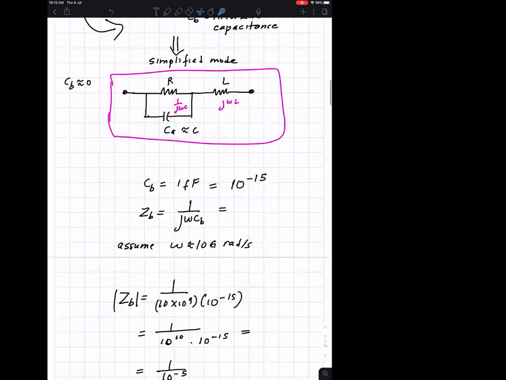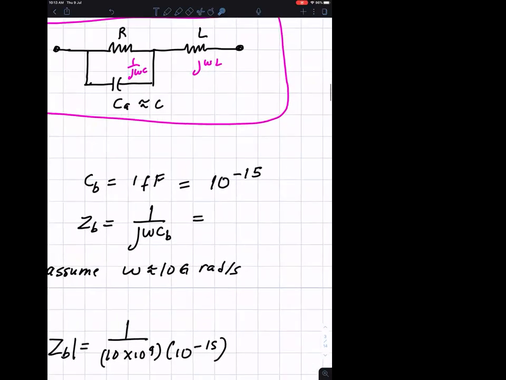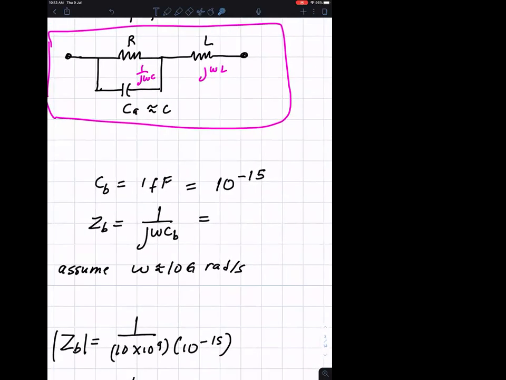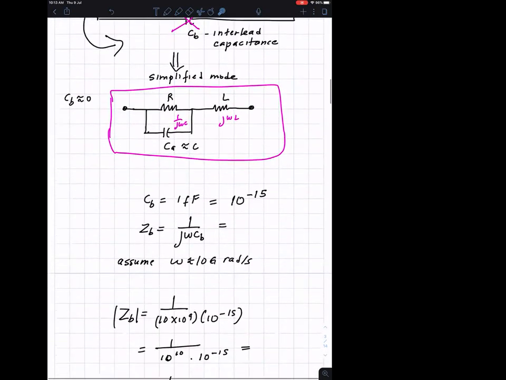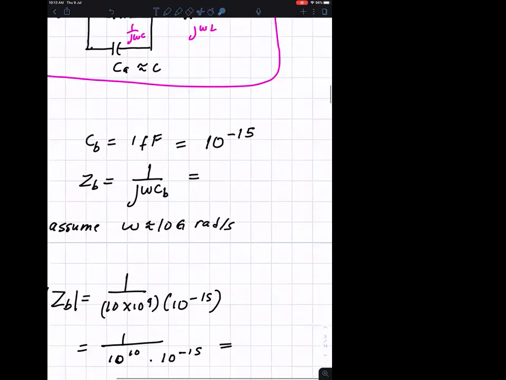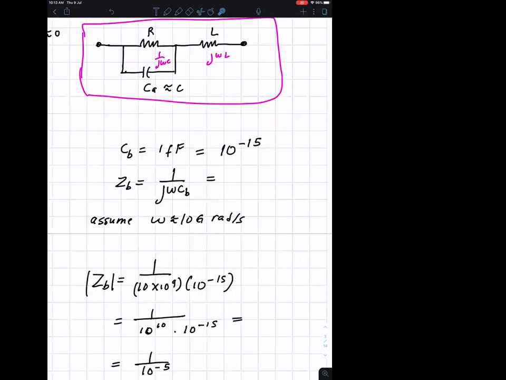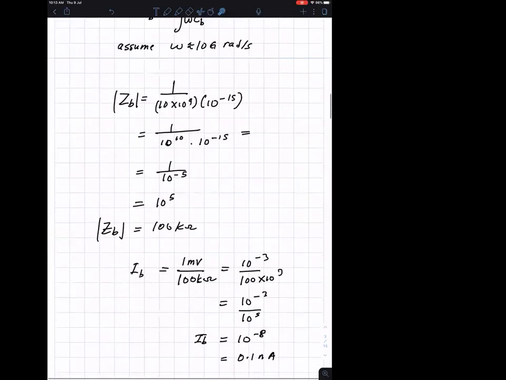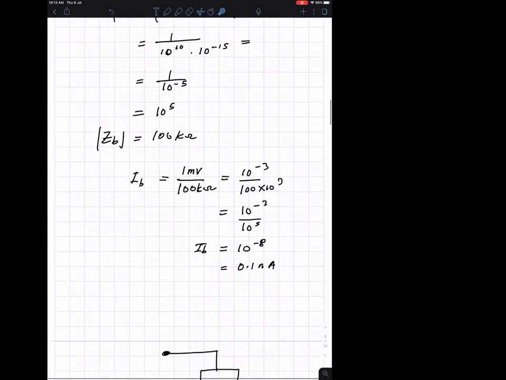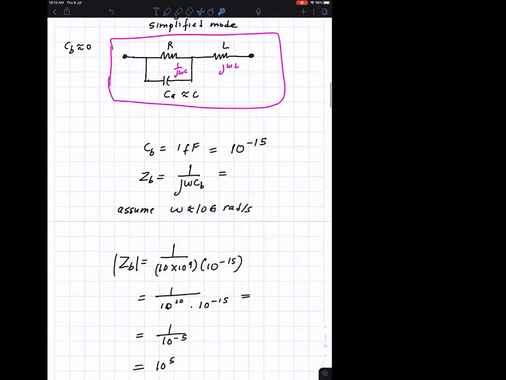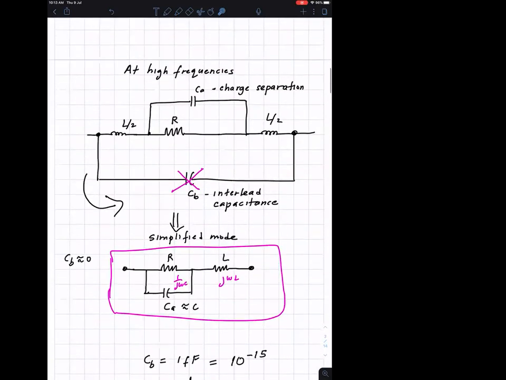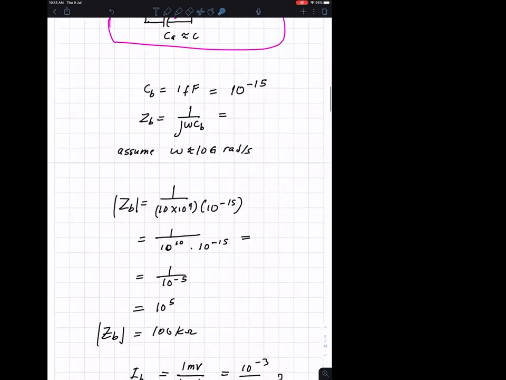Then one student was asking me why we should ignore it. Usually this capacitance, usually the CB is too small. If the CB is too small, then we calculated the corresponding impedance. The impedance is very large. So if this impedance is large, literally no current flows through here, so it can be considered as an open circuit.